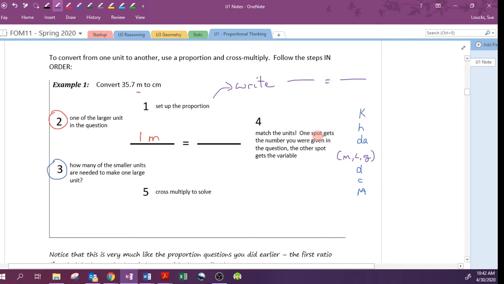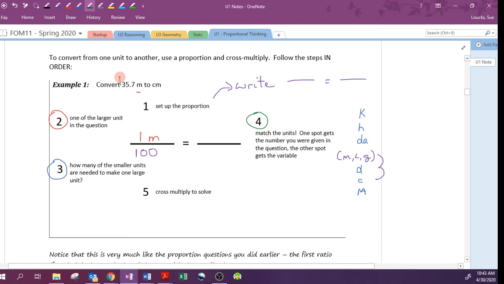Okay, so I want to know from meters to centimeters, how many jumps is that? So that's 1, 2 jumps. So my number here is going to be a 1 followed by 2 zeros. Okay? Step 4 rather, is to match the units.